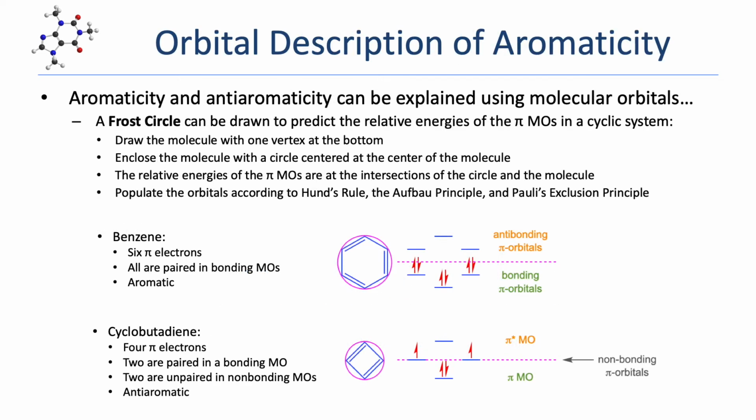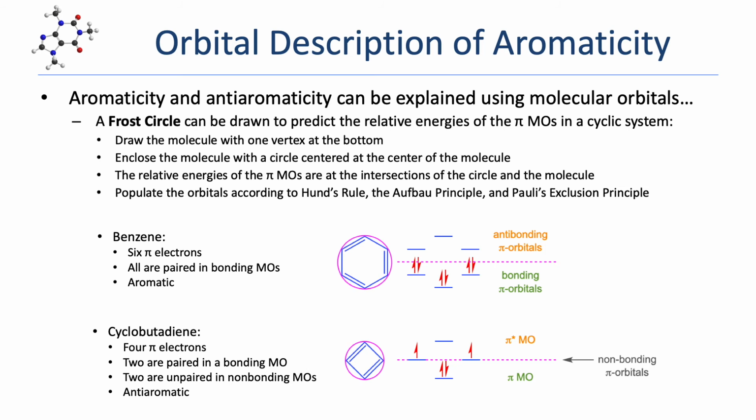So why is aromaticity so powerfully stabilizing? And why is anti-aromaticity, which is almost the same as aromaticity, the only difference being the number of pi electrons in the ring, why is anti-aromaticity so destabilizing? We can explain this using molecular orbital theory and a device called a frost circle. A frost circle allows us to predict the relative energies of the pi molecular orbitals in a cyclic system.